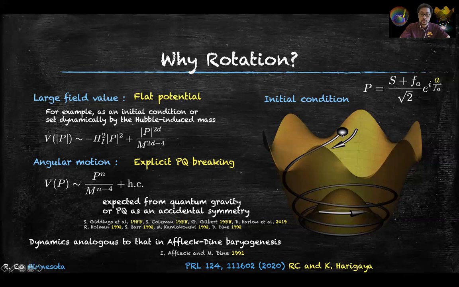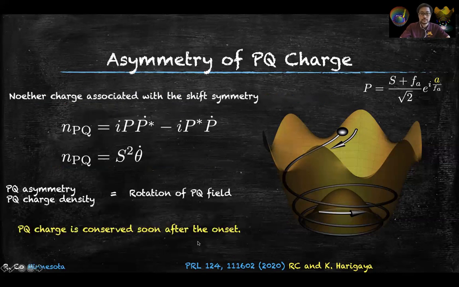And this whole dynamics of the initiation of the rotation is analogous to that in the Affleck-Dine baryogenesis. Let me give you a different understanding of the rotation. Since in this case we have a shift symmetry, there must be a conserved quantity. If you use the Noether charge computation here from the complex field P, you'll find that the number density of this conserved charge is given by S squared times theta dot.